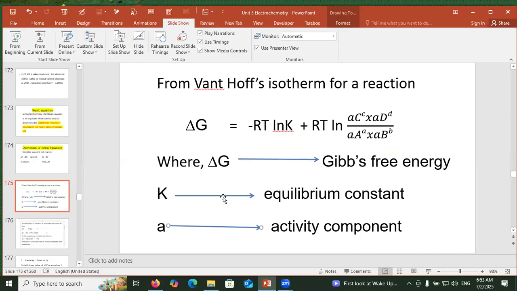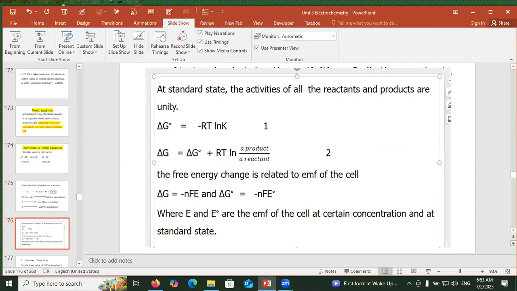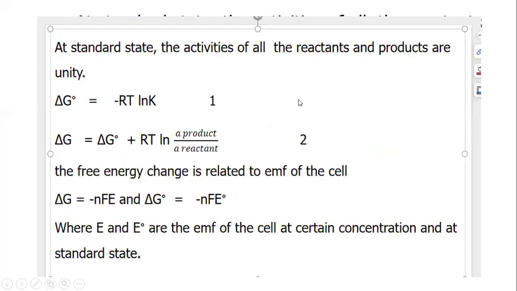Delta G gives the free energy, K is the equilibrium constant, and a is the activity of the component. At standard state, the activities of all the reactants and products are unity, so delta G naught equals minus RT ln K. Delta G equals delta G naught plus RT ln a product over a reactant. The free energy change is related to the EMF of the cell: delta G equals minus nFE, and delta G naught equals minus nFE naught, where E and E naught are the EMF of the cell at a certain concentration and in the standard state.